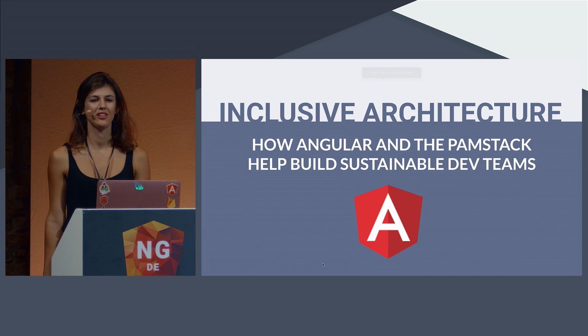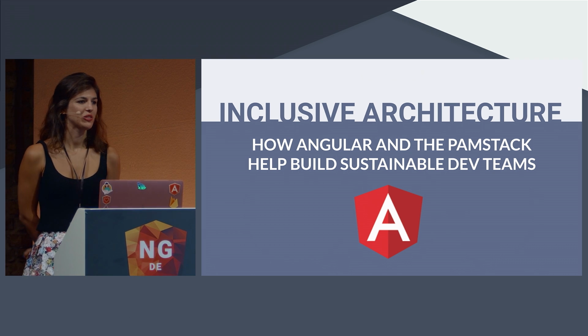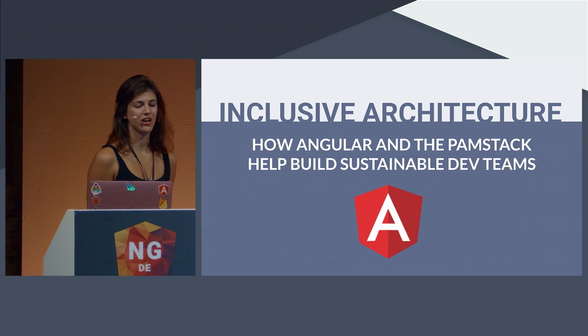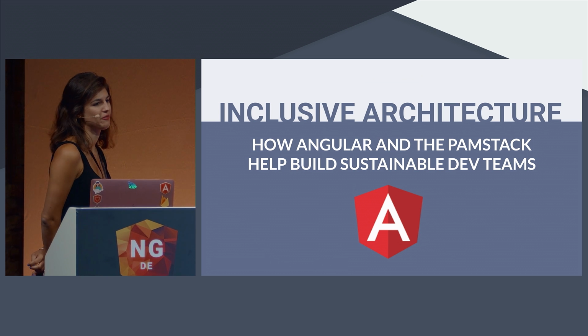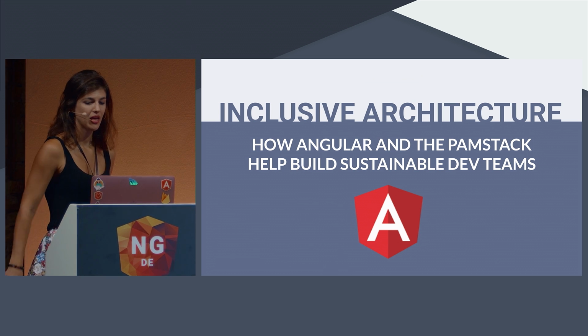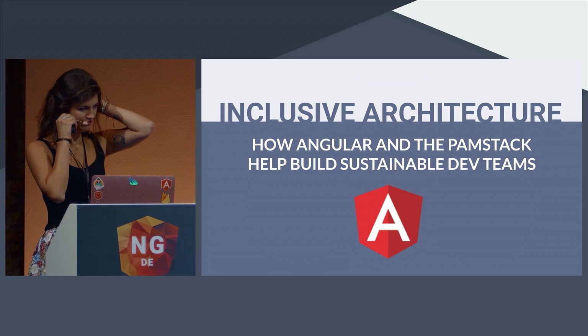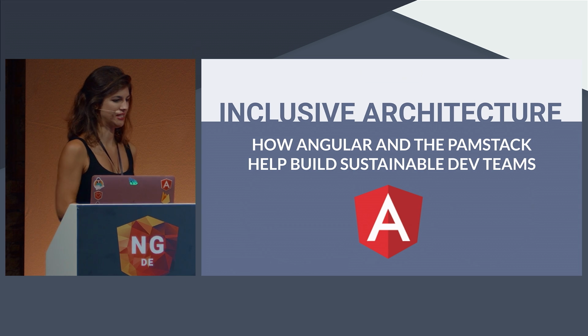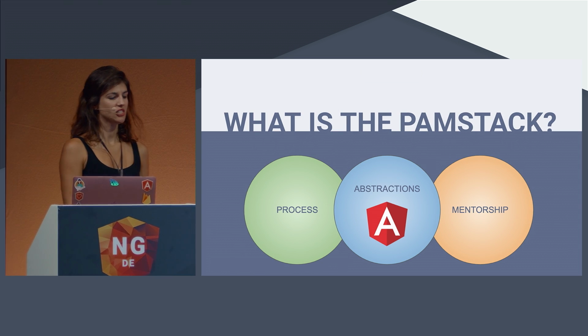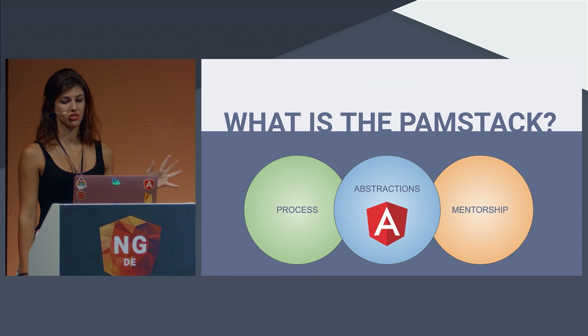So, hello everybody. Today we're going to talk about inclusive architecture and how to build it in terms of PAMstack and Angular. PAMstack is a framework for building sustainable development teams. PAMstack stands for Process, Abstractions, or in this case Angular, and Mentorship. We'll explore these three pillars throughout this talk.